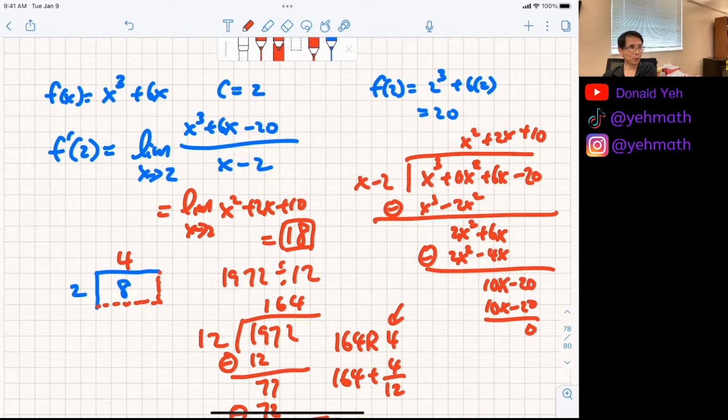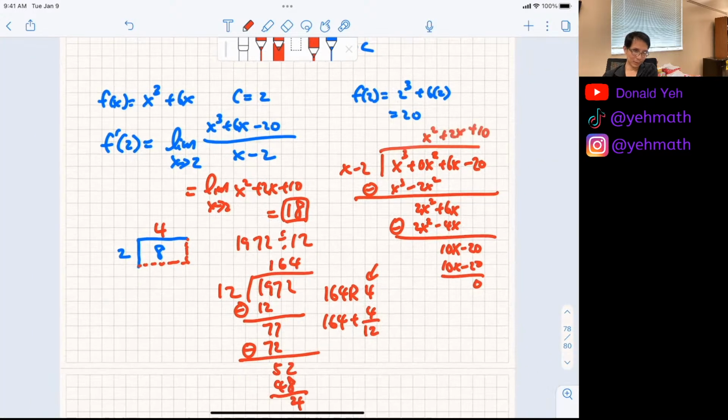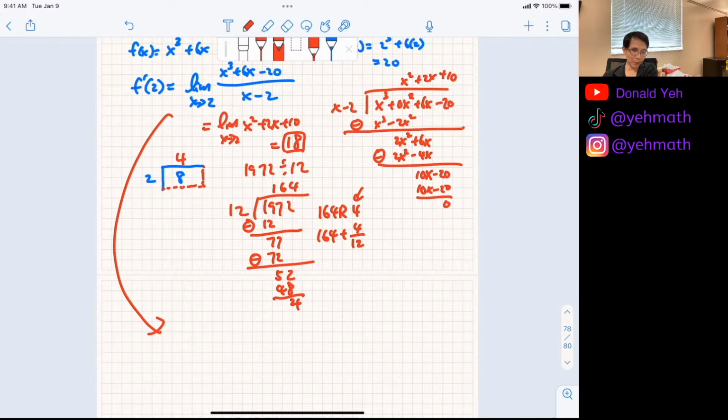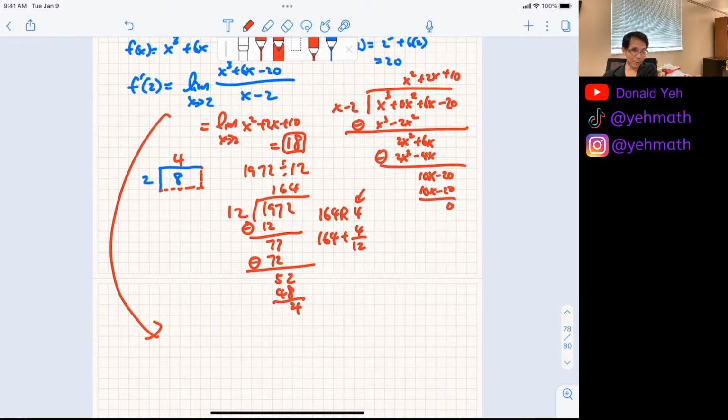Do you guys know how to do synthetic division? I'll show you. Remember the first worksheet, I told you algebra skill, every algebra skill you're going to need it.